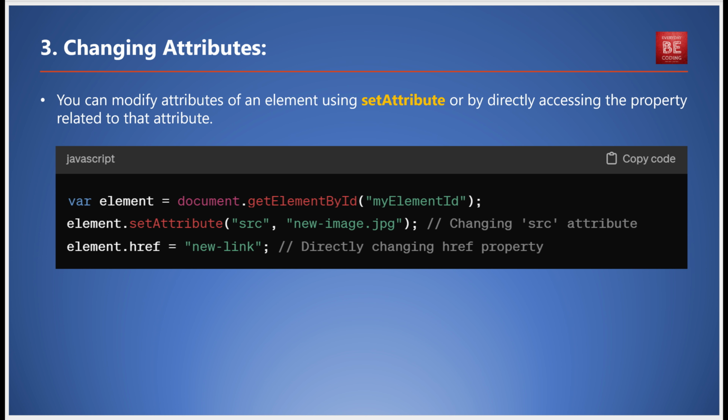Attributes of an element can also be modified. This can be done using setAttribute or by directly accessing the property related to that attribute. Here's how it works: var element = document.getElementById('myElementId'); element.setAttribute('src', 'new-image.jpg'); // changing src attribute; element.href = 'new-link'; // directly changing href property.